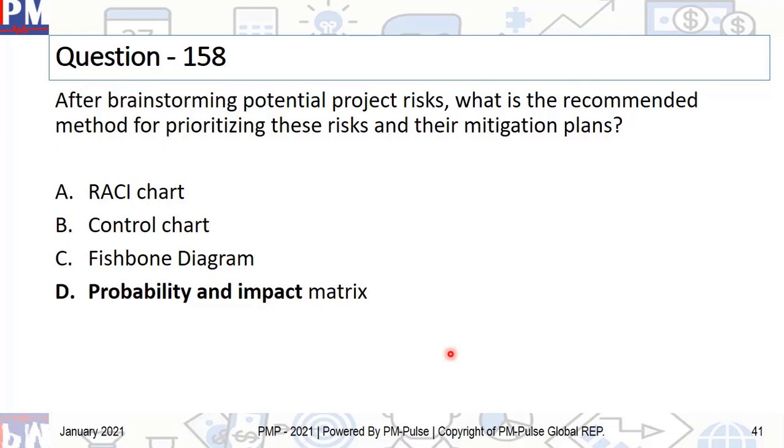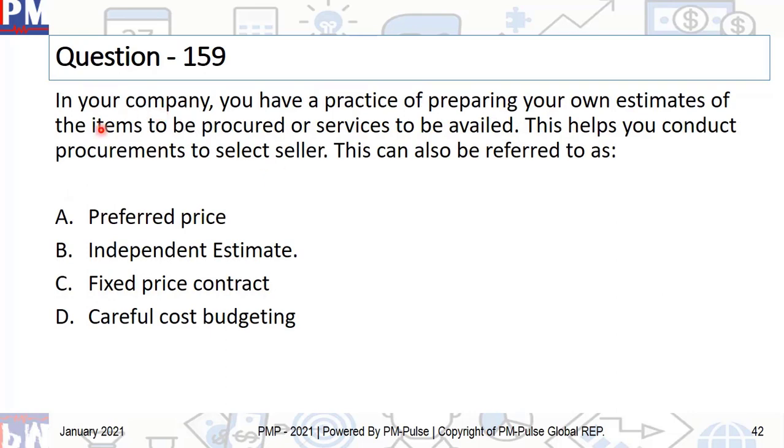And the correct answer, obviously, is probability and impact matrix. RACI chart provides you the roles and responsibilities. Control chart checks the health of a process. Fishbone diagram gives you the cause and effect analysis. None of these are used for prioritization of risk. The only one that is used for prioritization of risk is probability and impact matrix. And this is basically one of the tools and techniques that you find in the process called perform qualitative risk analysis.